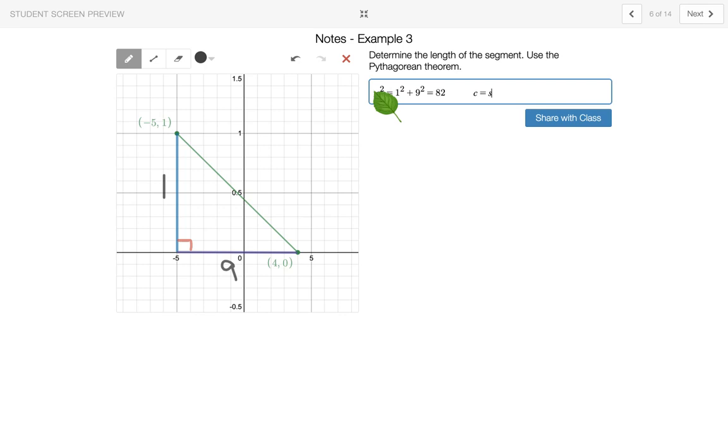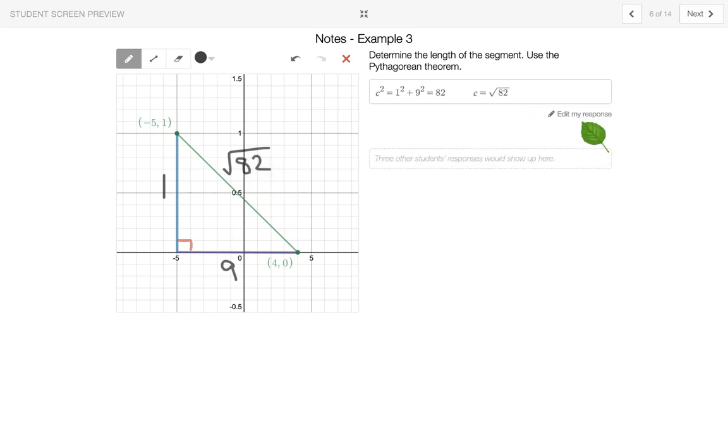So we get c equals the square root of 82, which is 2 multiplied by 41. We're not able to simplify that anymore. So we could leave it like the square root of 82, or we could calculate the decimal by plugging that into a calculator. We know that it would be between 9 and 10. So the length between these 2 points is the square root of 82. Great.